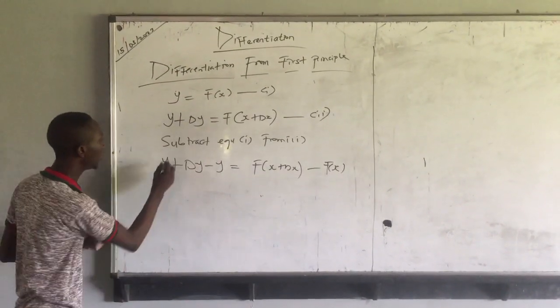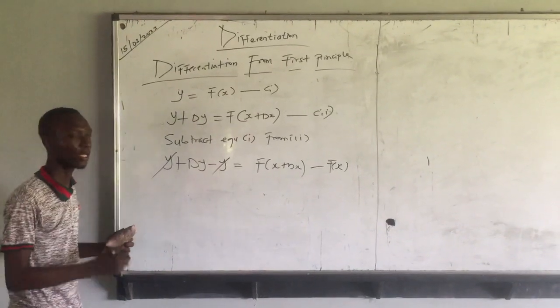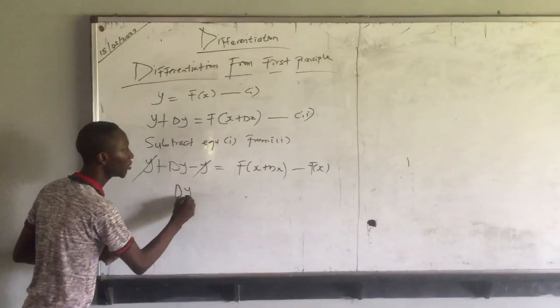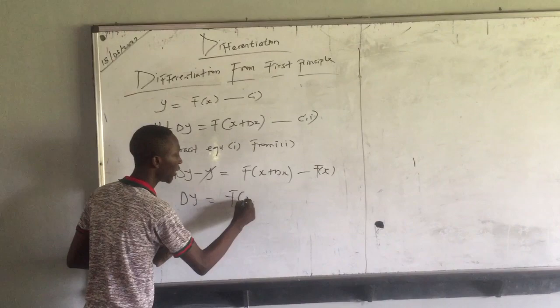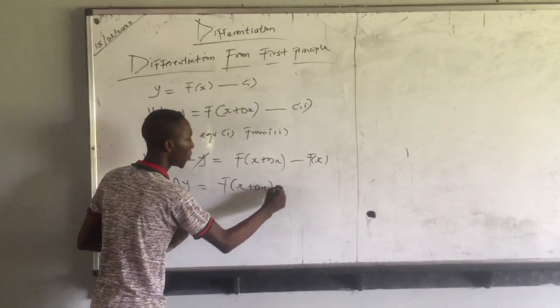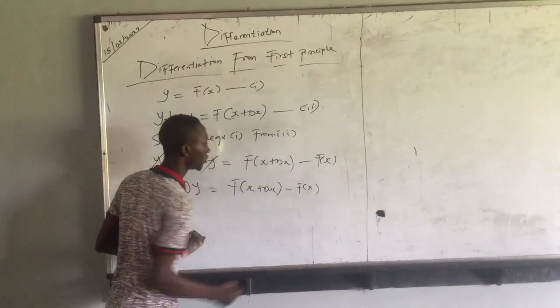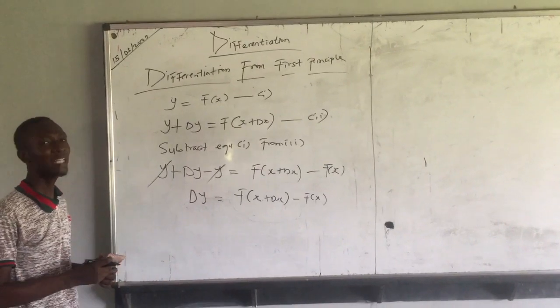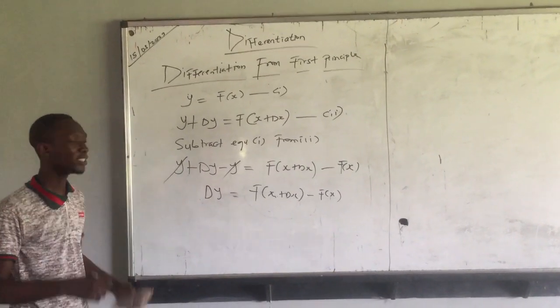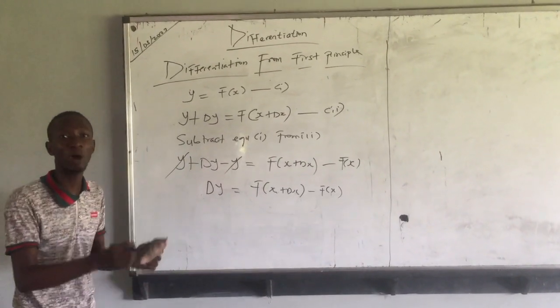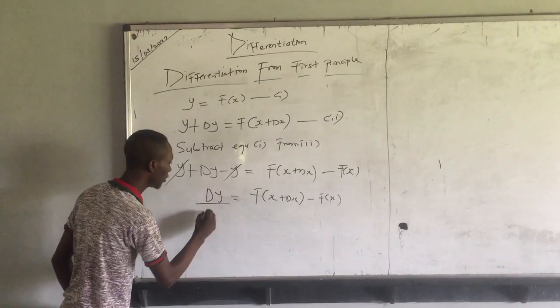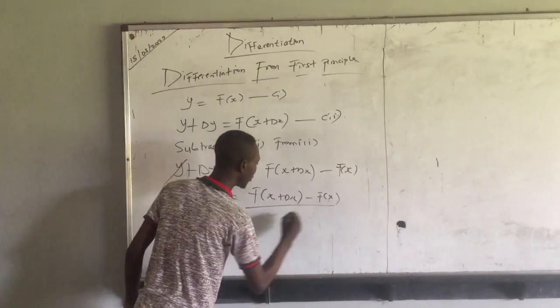So now what do we do next? y cancels minus y, so it becomes dy equals f(x plus dx) minus f(x). Are we together? Now divide both sides by dx, so that we have dy/dx equals f(x plus dx) minus f(x) over dx.